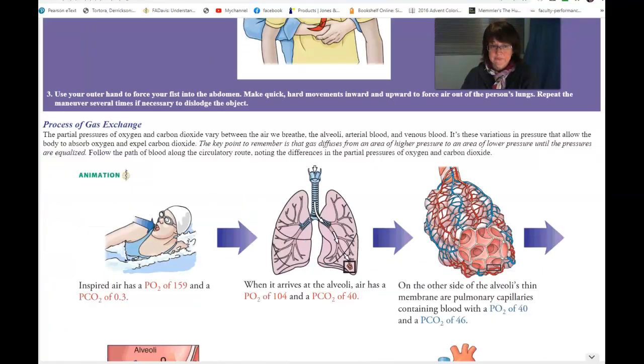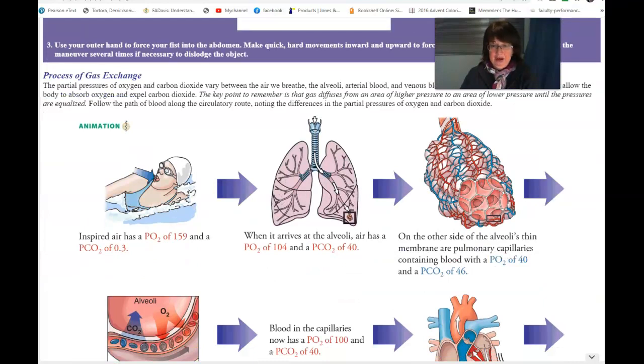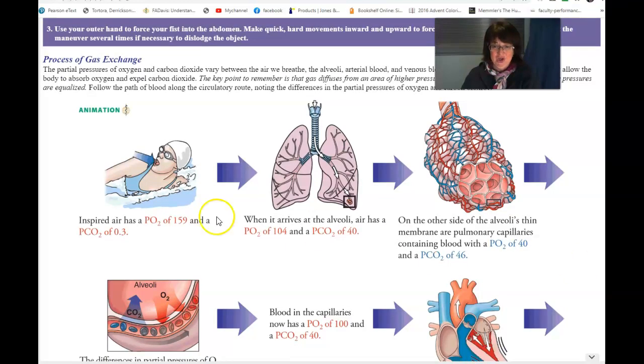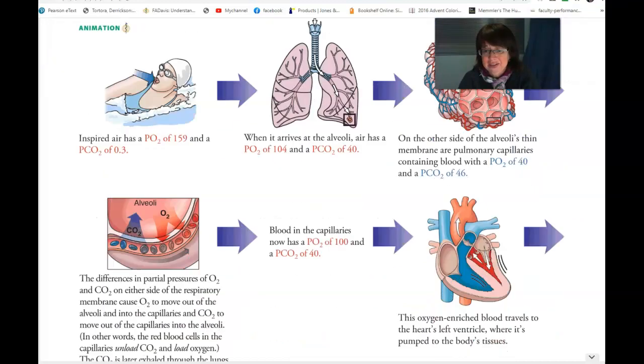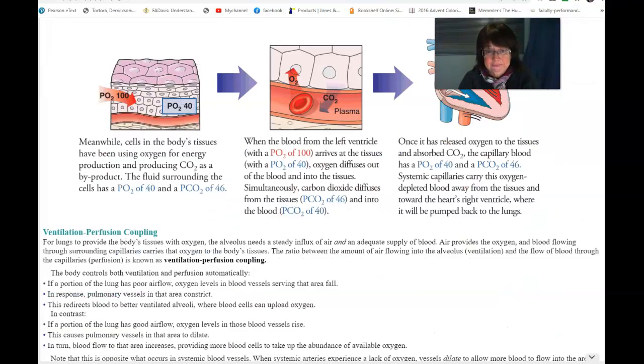Good. The process of gas exchange, we talked about. Gas exchange has to do with pressure. And don't worry about these numbers, just realize that there needs to be a pressure difference in order for air to move. And it moves similar to a concentration gradient, but it moves from high pressure to low pressure. That's pretty much summarizing that one.